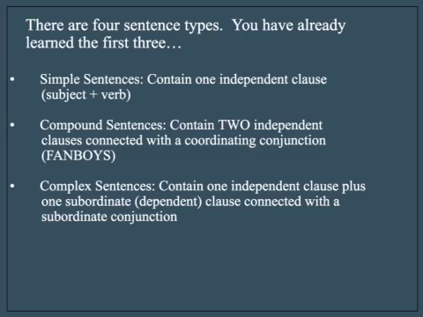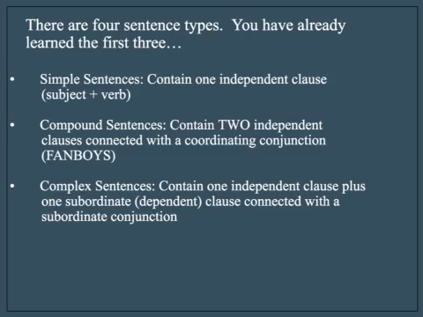All that means is it's a subject and a verb that expresses a complete thought and can stand on its own. When you have two independent clauses put together, you have a compound sentence, and they're always connected using a coordinating conjunction. Remember that we often refer to coordinating conjunctions as the fanboys. Fanboys stands for for, and, nor, but, or, yet, and so. If you haven't taken the time to memorize the fanboys yet, I suggest you do it ASAP.